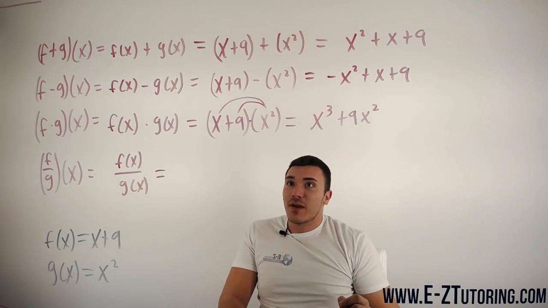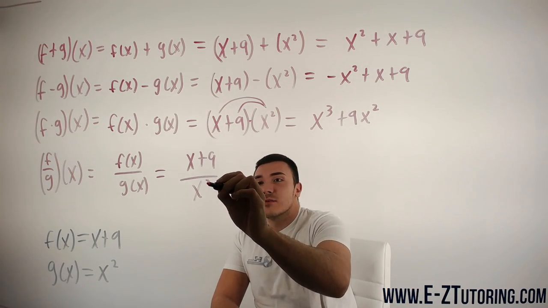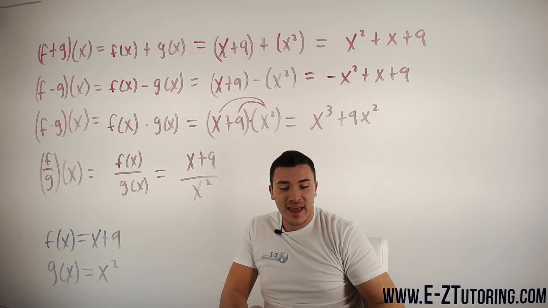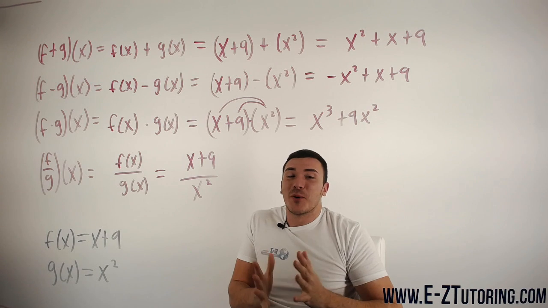Last one is f of x over g of x, which is just x plus 9 over x squared, and that's as simplified as you can get. So that is how you do operations on functions. I hope this makes more sense now.